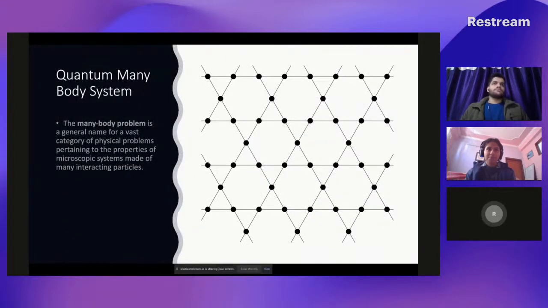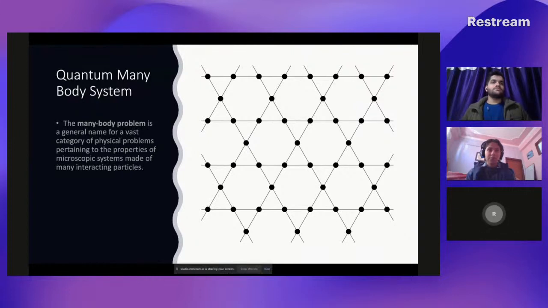So to talk about quantum computing, we want to start from a very basic quantum physics problem, which is called the quantum many-body system. What is a quantum many-body system? It is a general name for a vast category of physics problems. Basically, it's about the interaction between many bodies with quantum effects.